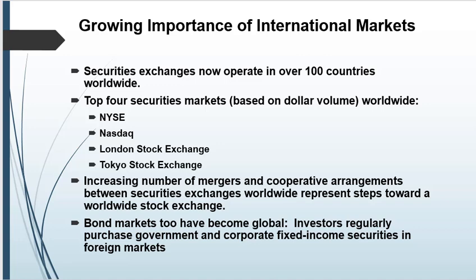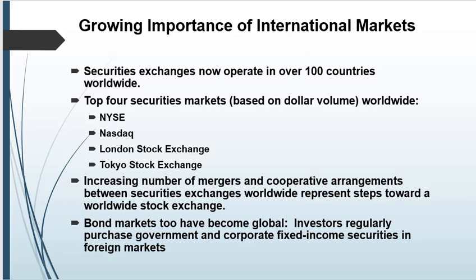So currently, the securities exchanges are all over the world. The top four are the New York Stock Exchange, the NASDAQ, the London Exchange, and the Tokyo Exchange. The London Exchange is referred to as FTSE. It's the Financial Times Security Index. And the Tokyo Exchange is referred to as Nikkei. I'm not sure what Nikkei stands for. There is an increasing number of mergers and arrangements between securities exchanges, and there's definitely some movement towards a worldwide stock exchange.